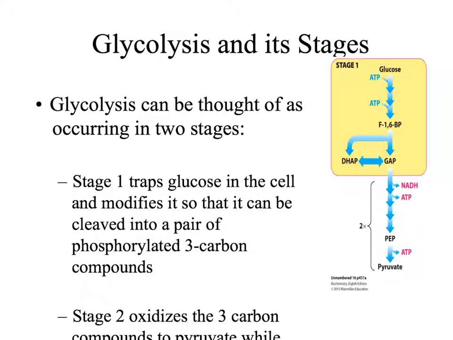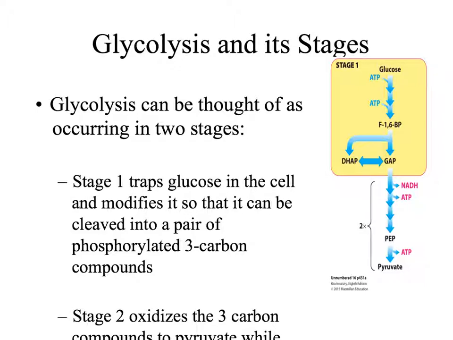So let's start to look at glycolysis and its stages. Glycolysis is thought of as occurring in two distinct stages. The whole process of glycolysis, the goal is to convert one molecule of glucose into 2 molecules of pyruvate. And with that conversion, we generate 2 molecules of ATP. But this is a two-stage process.